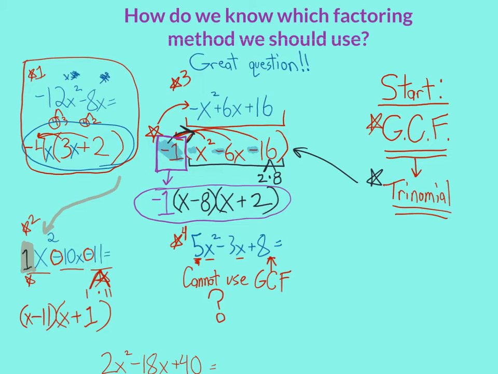Now, it'd be good to have a go-to method to factor this. Thank goodness there is one. You might be familiar with it. It's called the quadratic formula, and that's what we're going to learn next lesson. So when you're trying to factor, if your GCF and your trinomial methods don't work, we'll have a go-to, and that's the quadratic formula. All right.